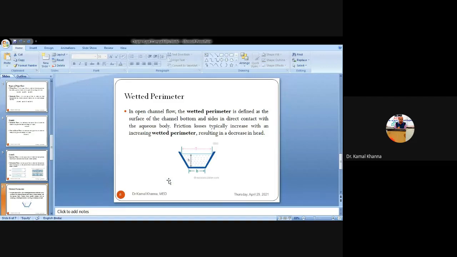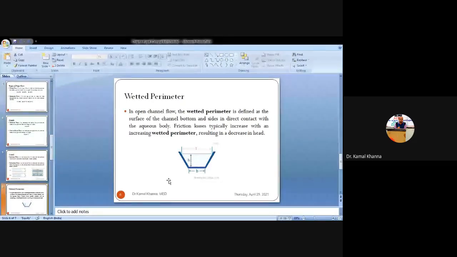Whenever you want to calculate the value of the wetted perimeter, you have to only consider the inner surface of the glass which is filled with the water. You will leave the portion of the glass which is empty. So this is how we measure the wetted perimeter. That is, it is defined as the surface of the channel bottom and sides in direct contact with the aqueous body. With an increase of the wetted perimeter, there is a decrease in the total head.